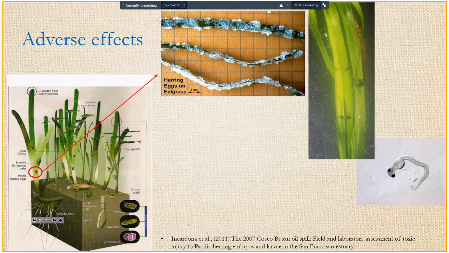Cosco Busan, due to tides and currents and just the actions of the bay itself, actually brought the oil down into an area where it could impact the eelgrass. And during that time, Pacific herring were spawning. So we had an effect.